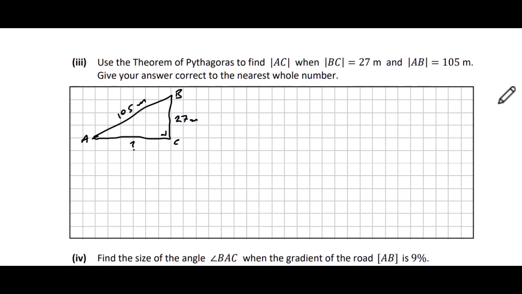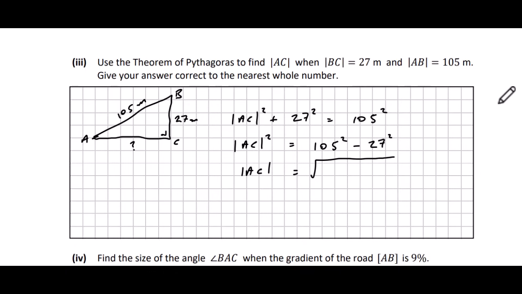Use Pythagoras' theorem. So we know then, using Pythagoras' theorem, that AC, if we square it, plus 27 squared is going to be equal to 105 squared. So let's work all that out. So AC squared is going to be equal to 105 squared. I'm going to just subtract the 27 squared from both sides. And then AC, I'm just going to square root both sides, is going to be the square root of 105 squared minus 27 squared. When you work that out, you get an AC of, to the nearest whole number, 101 meters.